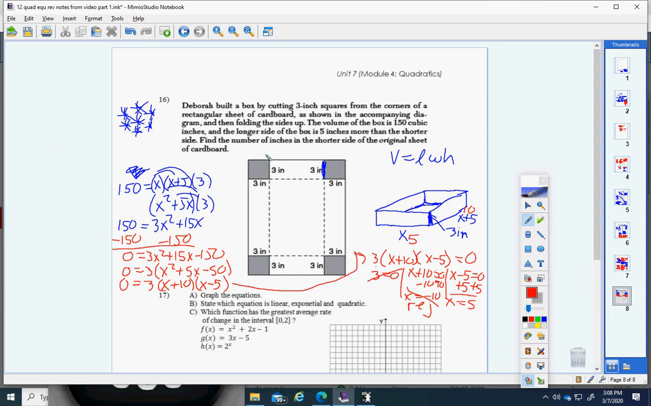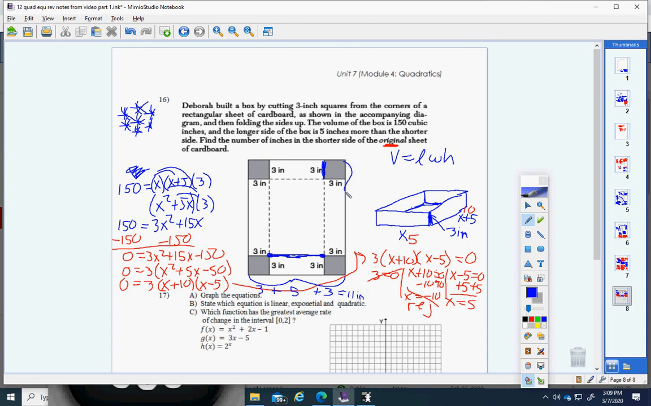They asked me to find the number of inches in the shorter side of the original sheet of cardboard. I have to go back to this drawing they gave me. The shorter side is not 5. That 5, it's in that picture that I drew in blue. That 5 is this right here, from here to here. Don't forget, the original side is a little longer than that. There's a 3, then there's a 5, then there's 3 more. So this turns out to be 11 inches.